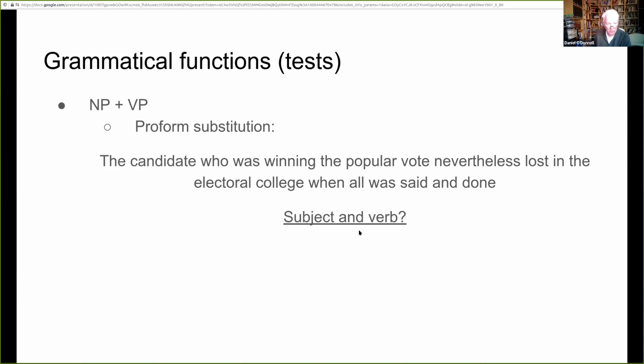The candidate who lost is the subject. Okay, but you're cheating here. You're not doing the exact language. That's a meaning thing, right? It doesn't say the candidate who was lost. Okay, I'm going to go to the next one then.